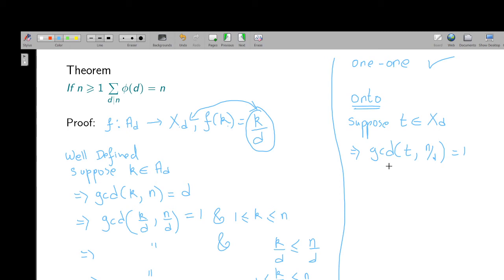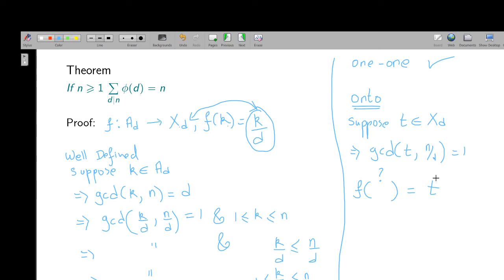Switch on your microphone and tell me what is the pre-image of t. f of what gives me t? There is only one option. The only thing is to check whether that option is correct. There is no other possible option. By the definition of the function, you can see that there is only one natural option.